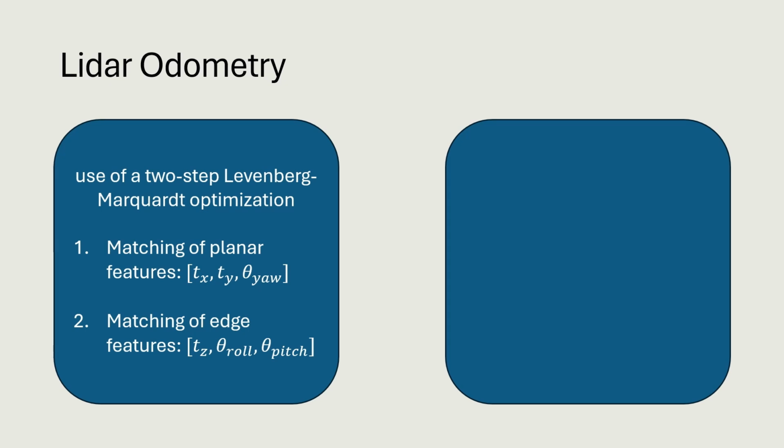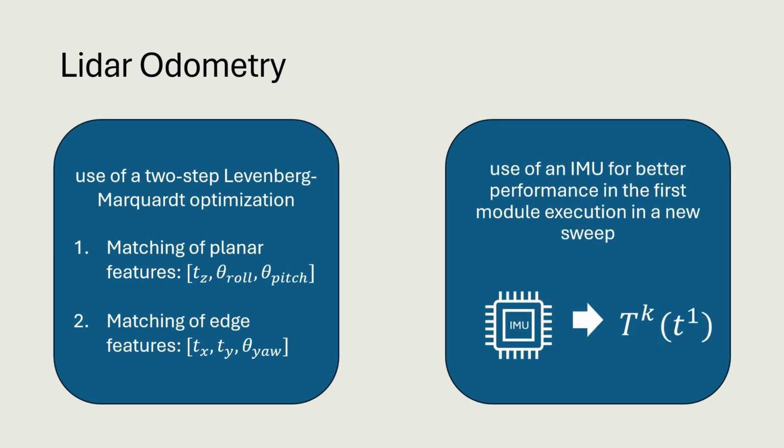LoAM and LeGO-LOAM both offer the possibility to use the data of an IMU to obtain an initial guess for the transformation at the beginning of a new sweep. In the first execution of the LiDAR odometry module in a new sweep, no default zeros have to be inserted anymore. Instead, the IMU data is leveraged to get a more accurate guess and decrease the computational effort by reducing the number of iterations the Levenberg-Marquardt method needs to converge. However, the IMU is optional and the algorithm still works without this additional sensor.